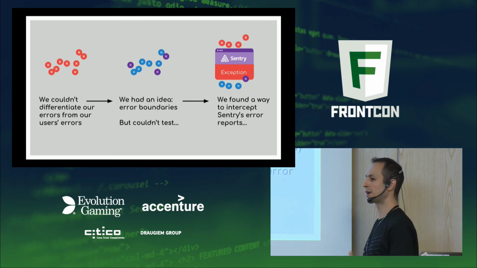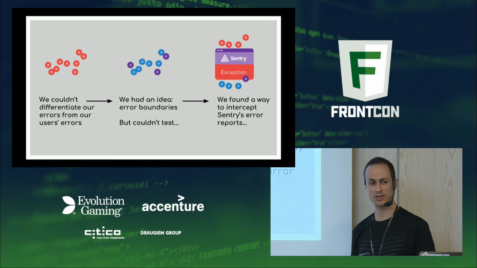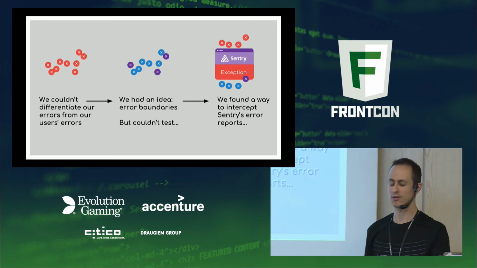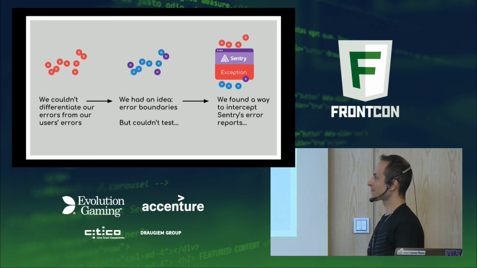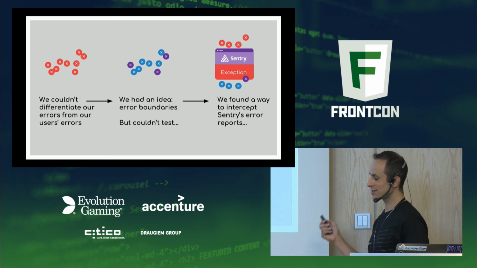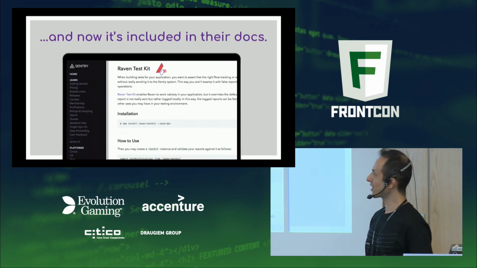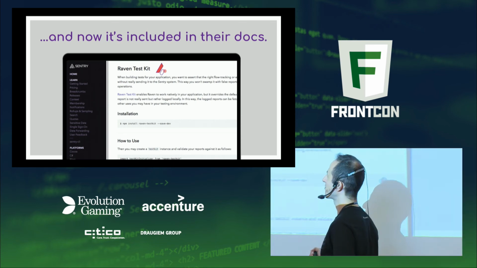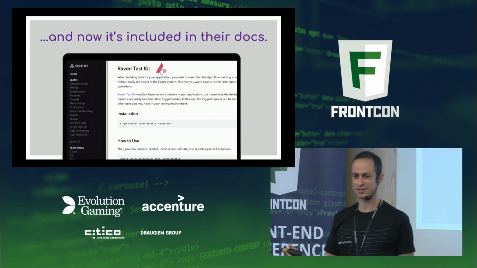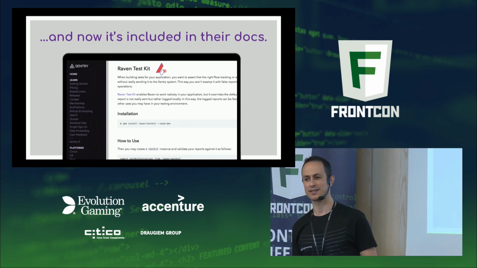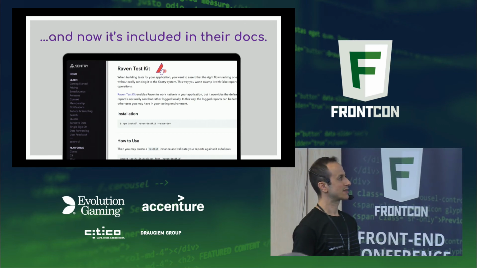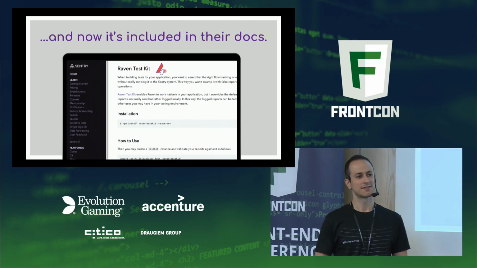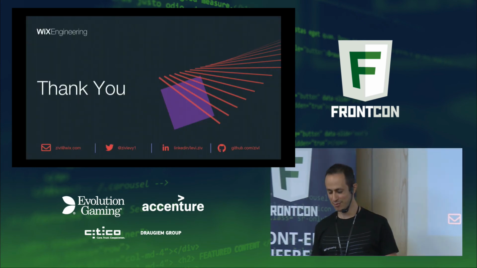We learned how we can eliminate sending the reports elsewhere. We can run tests while being offline, which is very important. It works very fast and it's very easy to maintain. It was such a good solution that Sentry used it in their own official documentation, recommending it as the best practice for testing with Raven, which made us very proud in the team. And that's it. Thank you for being here.